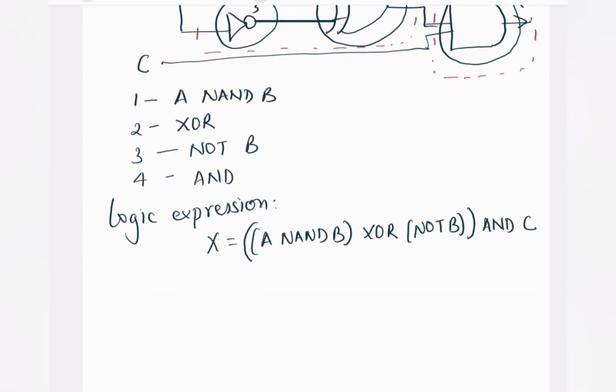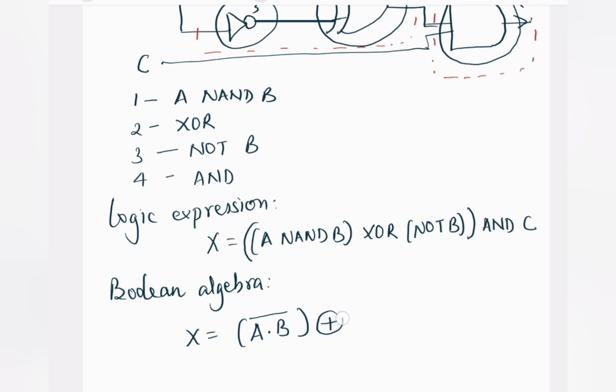Let's try and put this into a Boolean algebraic expression as well. Boolean algebra. So X is equal to, look at it, A NAND. AND is represented by the dot, A and B, and the complement of the two. The XOR gate is represented by plus inside the circle, NOT B. The NOT B is represented by the complement on the top. So this is all together in one bracket and dot C. I hope it's clear now.